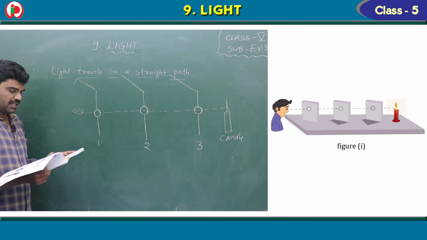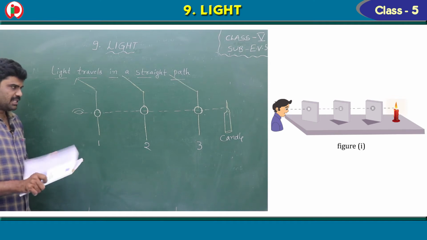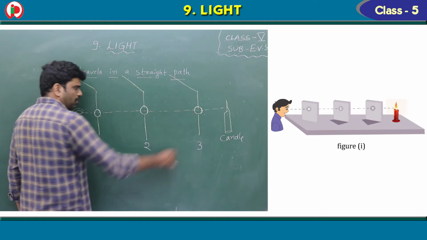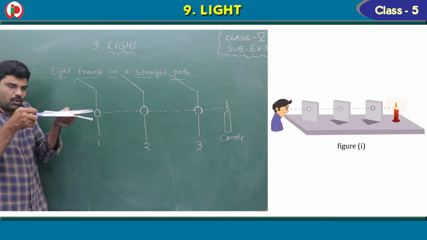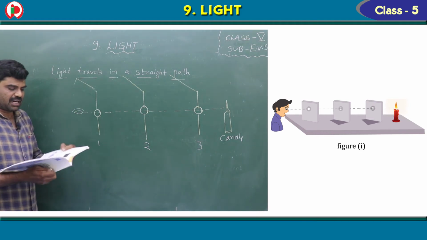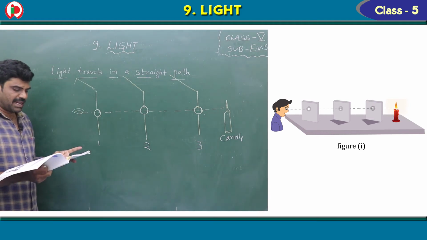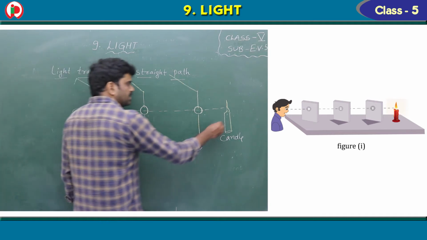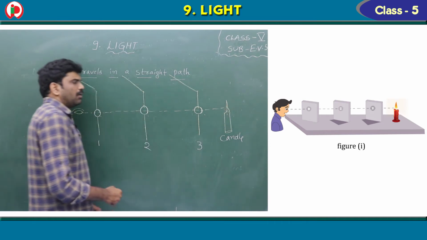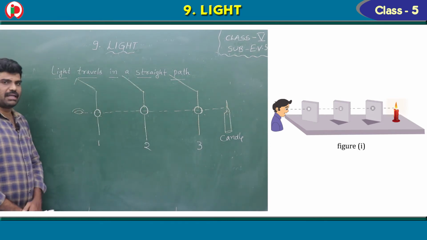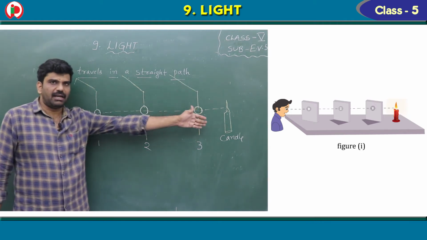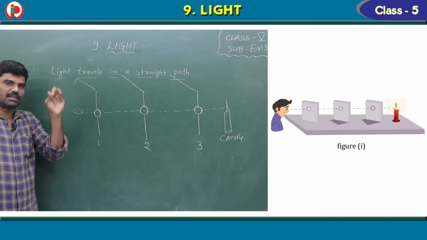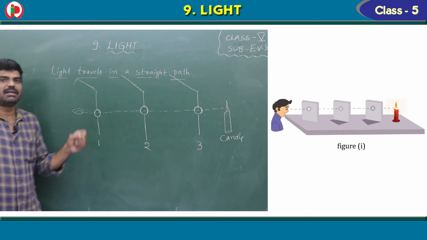Next one, ensure that all the holes lie in a straight line. So this is a straight line. These 3 holes: first hole, second hole and third hole. All these 3 holes must be in a straight line. Also place a lighted candle at one end with the flame at the same height as the holes. So this is a lighted candle, children. Here, see, the lighted candle is on the other side and a person is watching from this side.